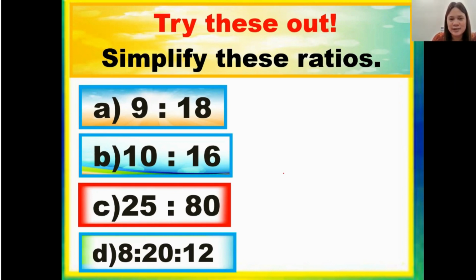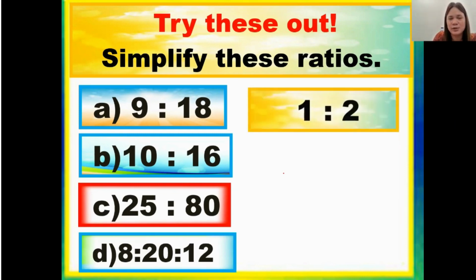Okay, so let's check your answer. What is the highest common factor between 9 and 18? It's 9. So 9 divided by 9 is 1. 18 divided by 9, it's 2. So the final answer is 1 to 2.